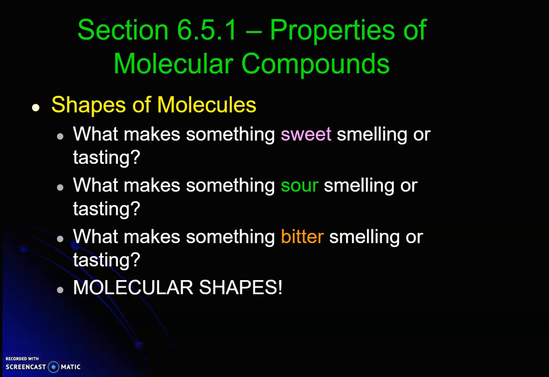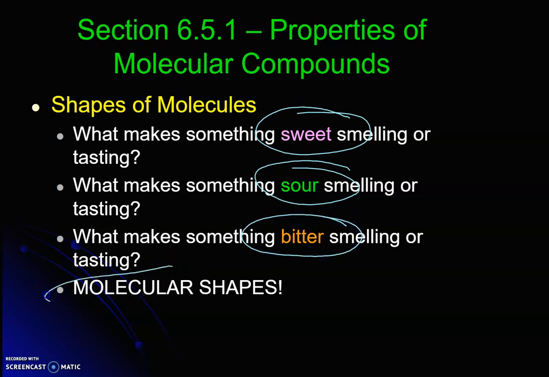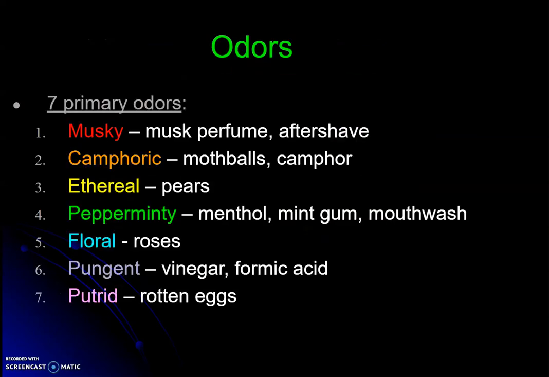All right, now that we know there are these things called Lewis dot structures and we know how to draw them, what do we use to describe their shape? Well, shape matters a lot. Shapes are going to be what determine how our odors are all interpreted. Does something smell sweet or sour or bitter? It's the shape of the molecule that actually determines that.